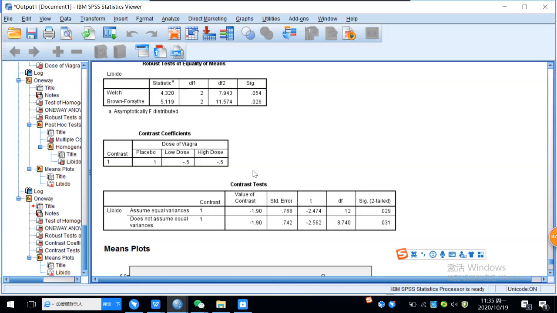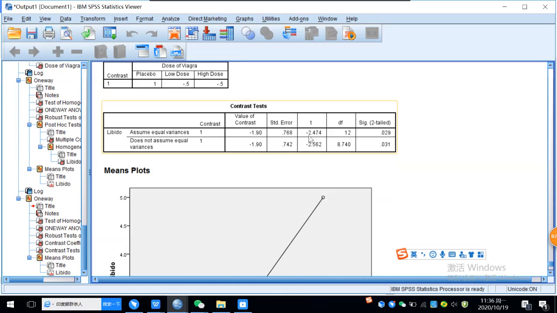Okay, when we add all the coefficients, they should be 0. And the one group and another group, they should be the same. Here 1, here minus 0.5, minus 0.5. Okay, and then here is the result of contrast tests.